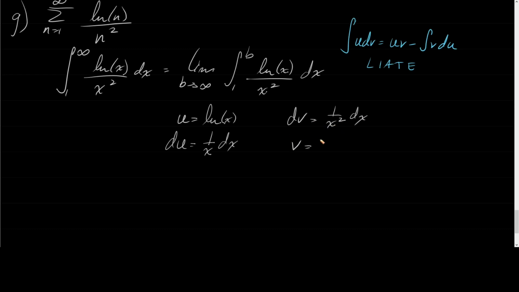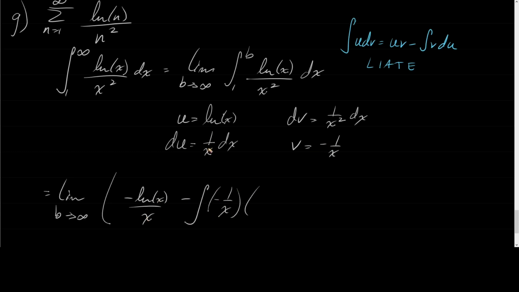And to find v, I need to integrate that. Well, the integral of 1 over x squared is negative 1 over x. And now, at this point, we get the limit as b goes to infinity of, all right, uv minus the integral of v du. So uv, that's negative ln of x over x, right? uv minus the integral of v, negative 1 over x, du, 1 over x dx.